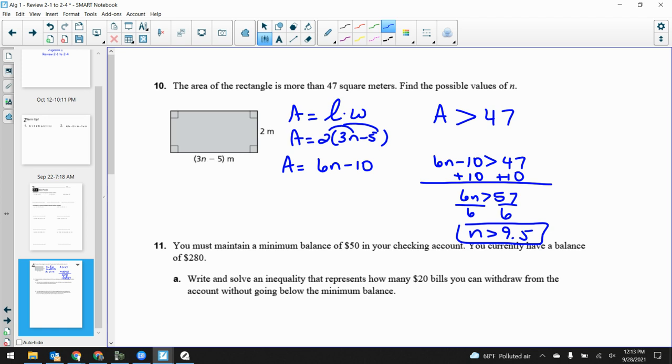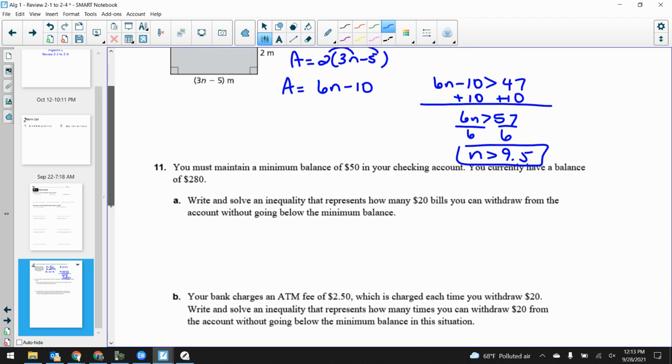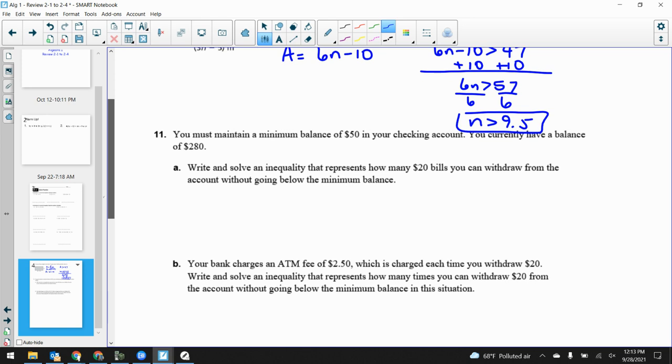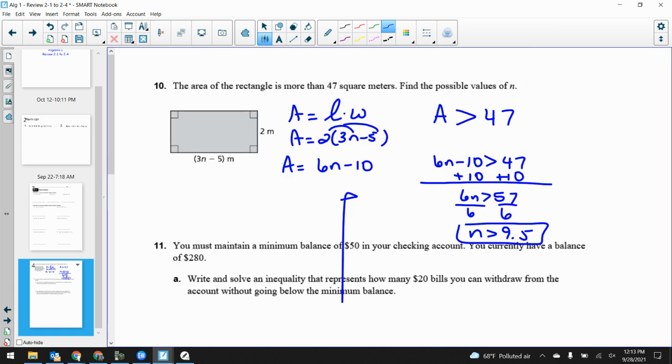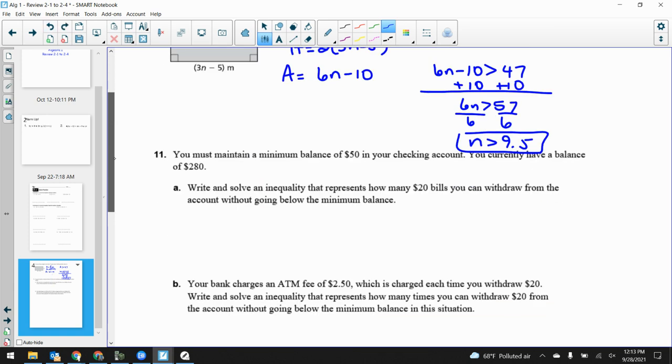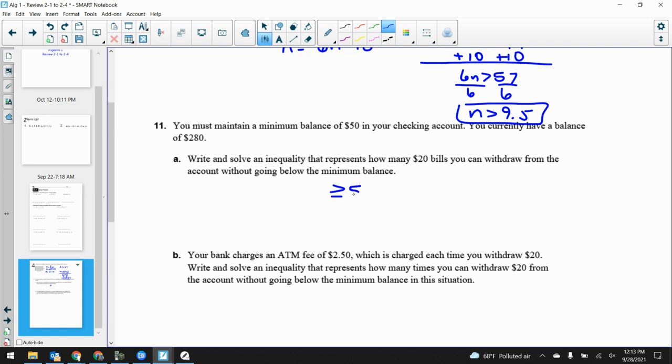Now, 11A. You must maintain a minimum balance of $50 in your checking account. Can you have $51 in your checking account? Minimum balance. Can I have $51 in my checking account? Yeah. Can I have $45 in my checking account? No. It has to be at least $50. So I can create my inequality right now. The checking account balance has to be greater than or equal to $50.